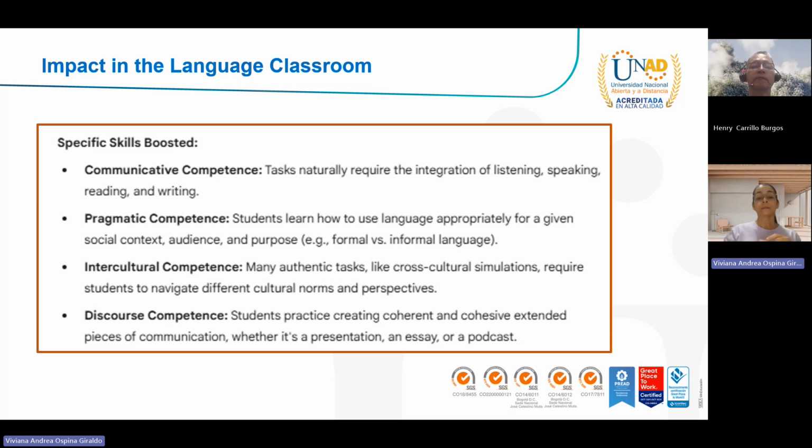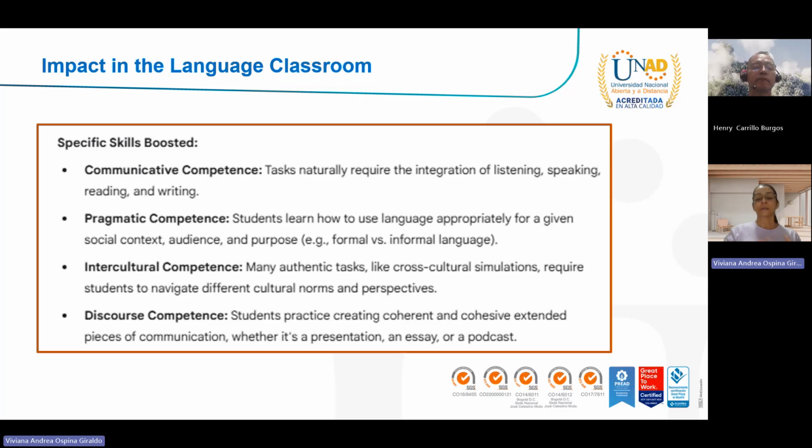Many authentic tasks, like cross-cultural simulations, require students to navigate different cultures. So when we propose an intercultural or cross-cultural activity, our students will not only be exposed to different identities from other people, but also will enrich their own. And it will help with their discourse competence because the students need to practice their speech.